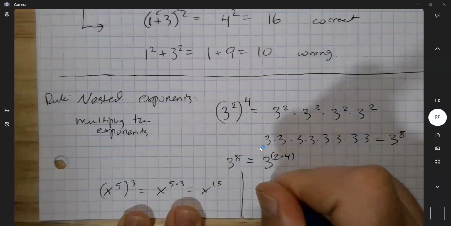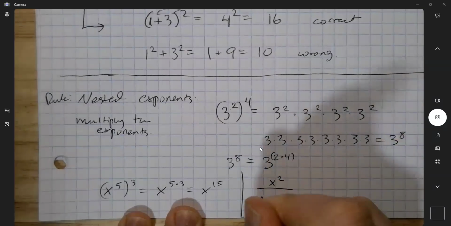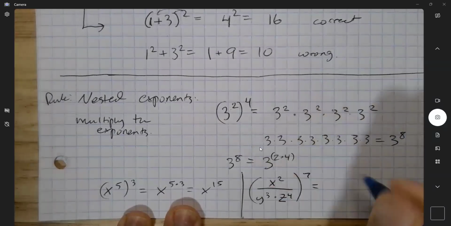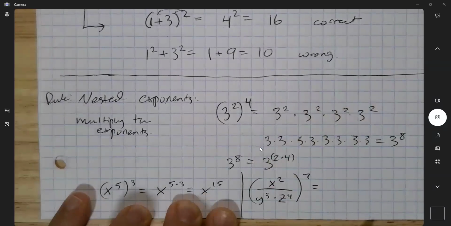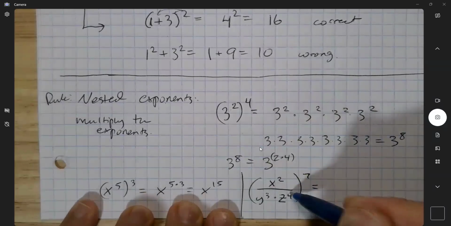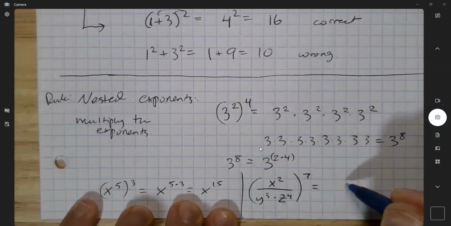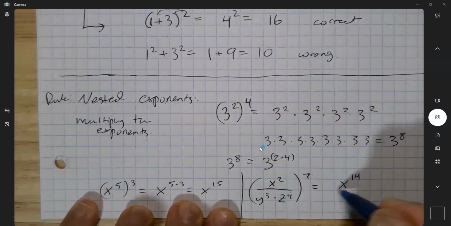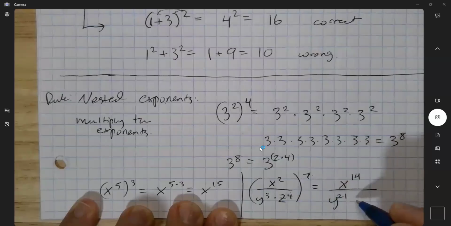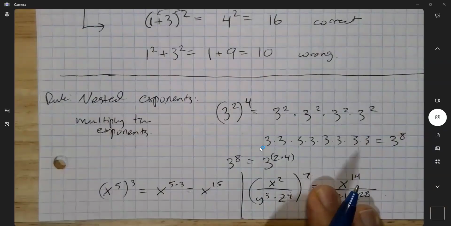And I could mix things. I could have, let's do x squared divided by y cubed times z to the 4th, and let's raise all of that to the 7. Now I'm going to combine my distributed powers along with my nested powers. I get x to the 2 times 7, which is 14, on the top, and then y to the 3 times 7 is 21, and z to the 4 times 7 is z to the 28th. We're getting close, a couple more.